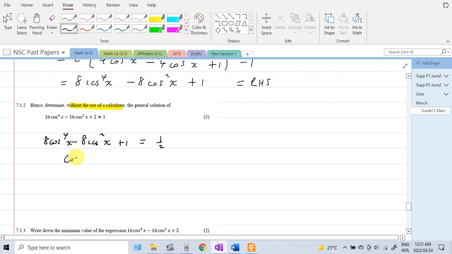Now we want the general solution, so we're going to write down reference angle is equal to cos inverse half, which is 60 degrees.